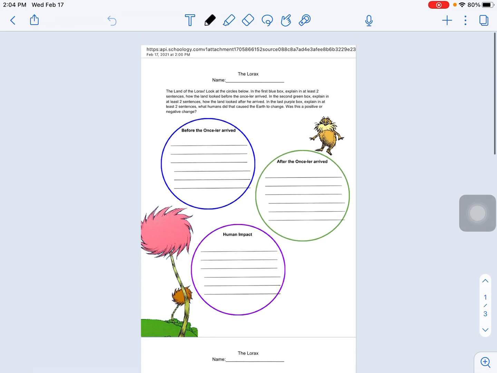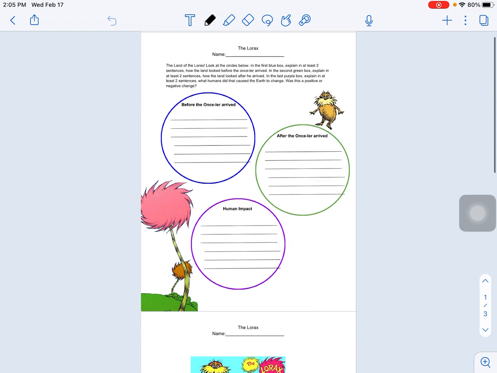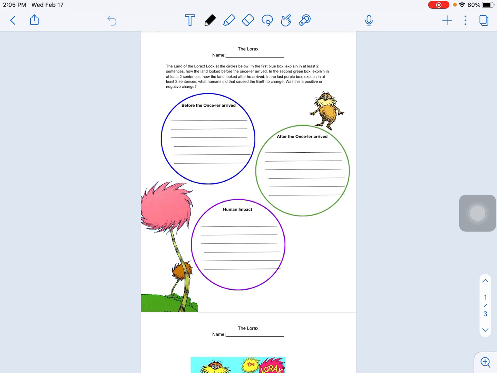So you are working on these 2 pages that will be part of a project grade to finish up this unit. All right, if you have any other questions, always reach out to your teachers.